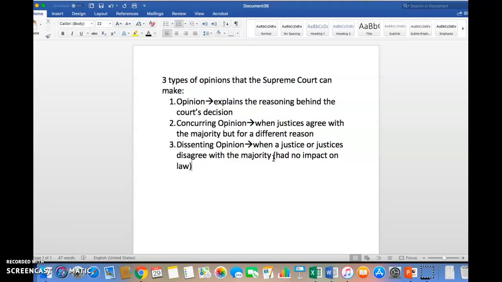That has no impact on the law. It's not going to change the law. It's not going to do anything with the law or anything like that. A dissenting opinion.